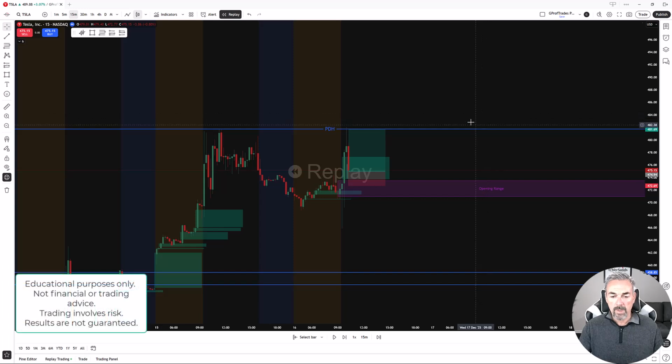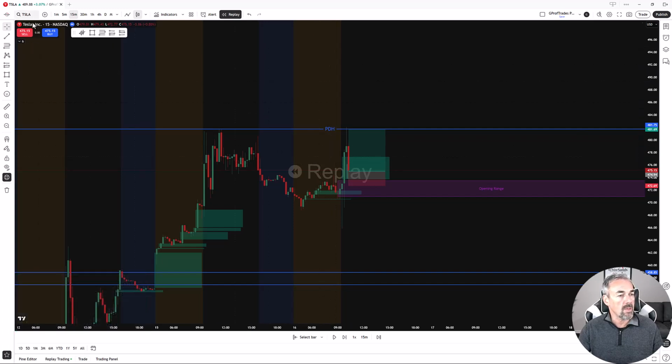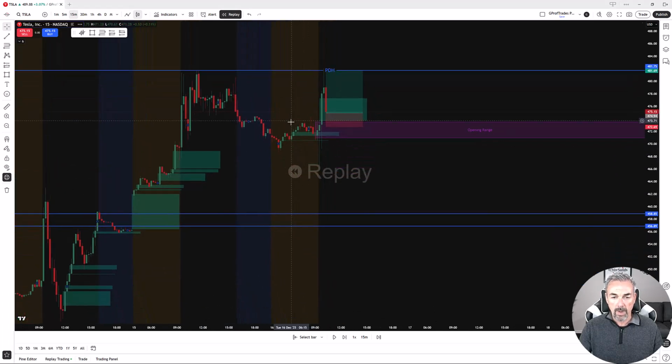All right, hello. Here's a recap of my trade from December 16th, Tesla break and retest long. So here's Tesla, 15-minute time frame. This was the opening range of Tesla on the 16th.